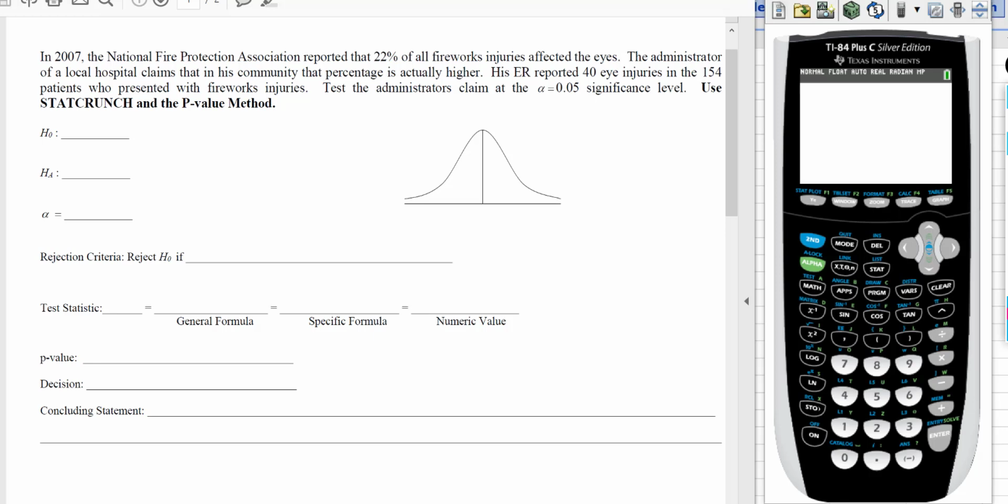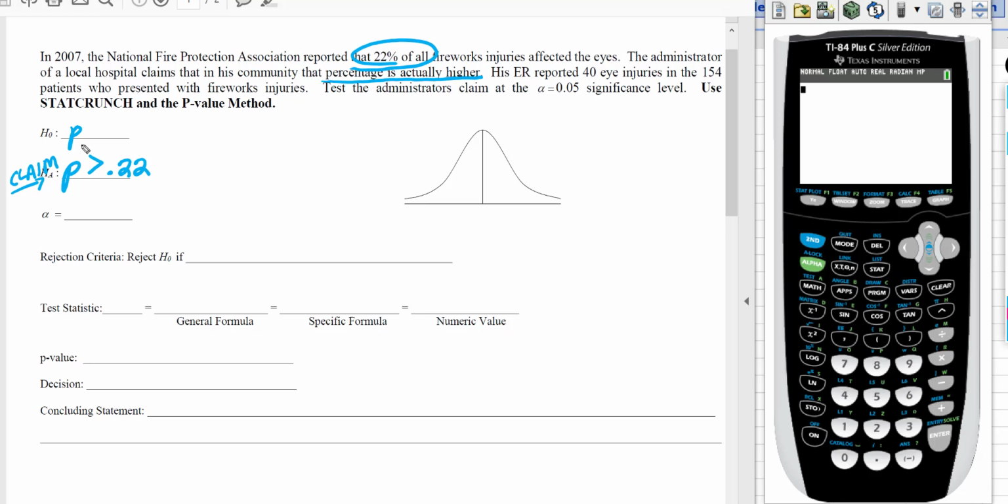Well, first of all, we have to understand that we're testing the claim for a proportion. This sentence says it reported that 22% of all firework injuries affected the eyes, and that in his community, that percentage was actually higher. So his claim is that the percentage is actually higher. According to this, we're testing a proportion, so I'm going to write p greater than 22%, or 0.22. This is where our claim is.